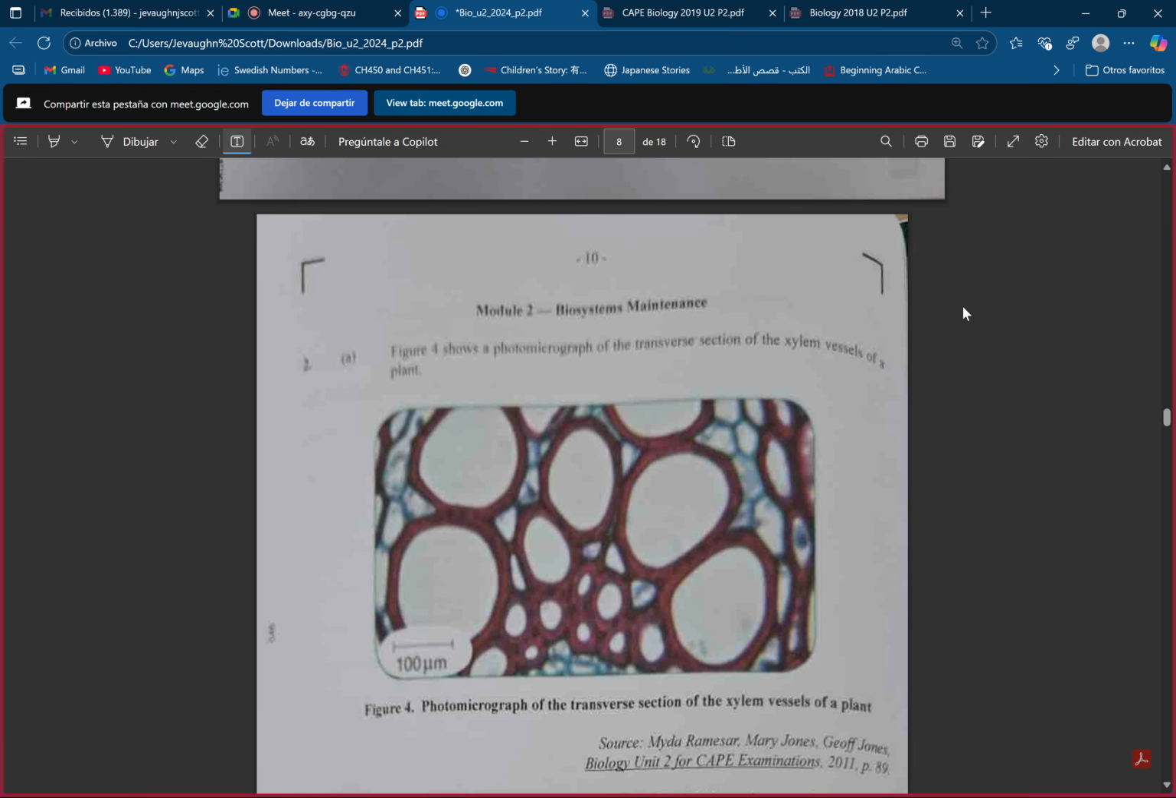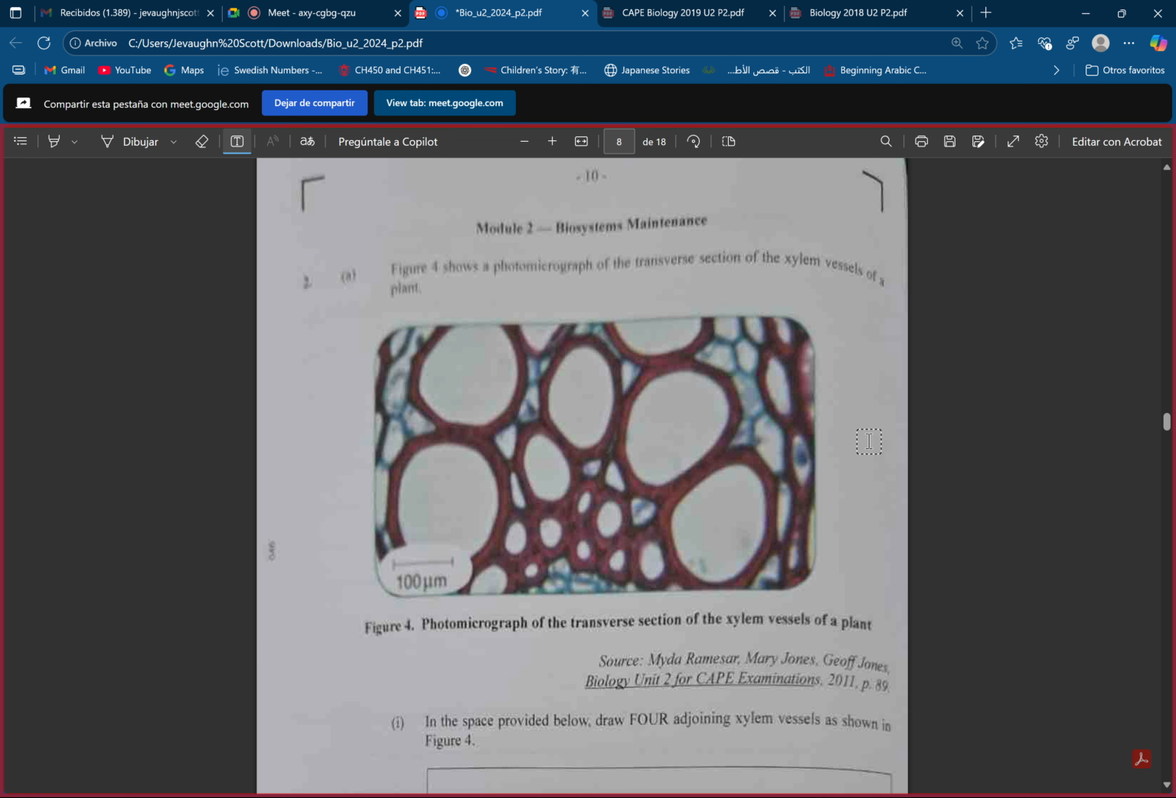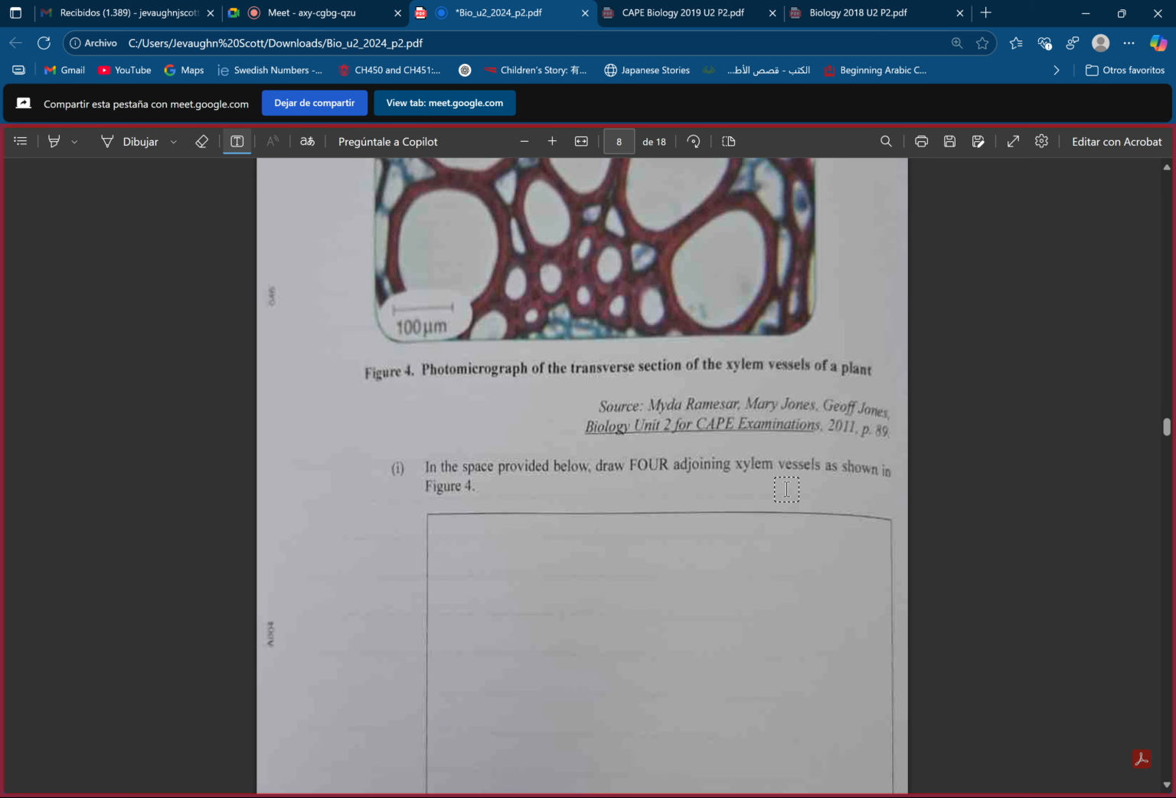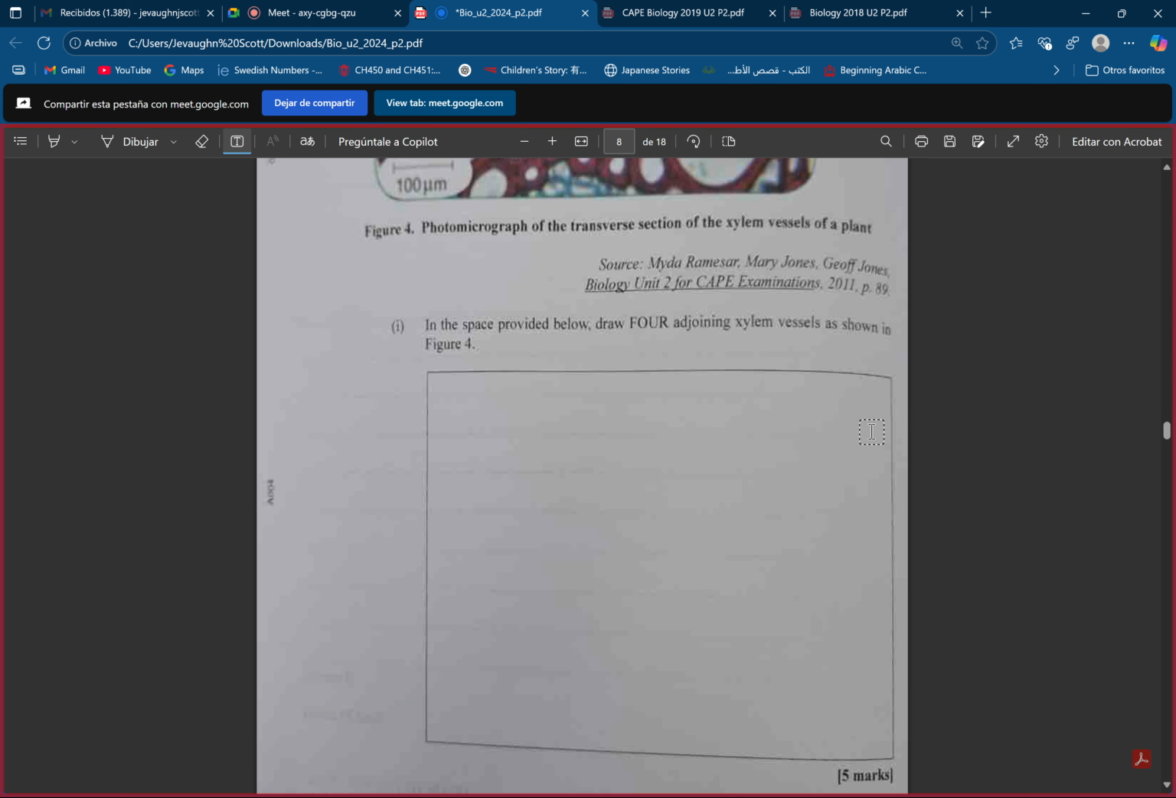So module 2 of the 2024 paper, figure 4, with this rendering, it tries to show a photomicrograph of the transverse section of the xylem vessels of a plant, right? So we have the xylem there. And we must draw 4 adjoining xylem vessels as shown in figure 4, right?